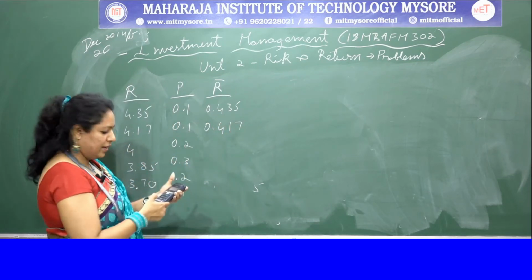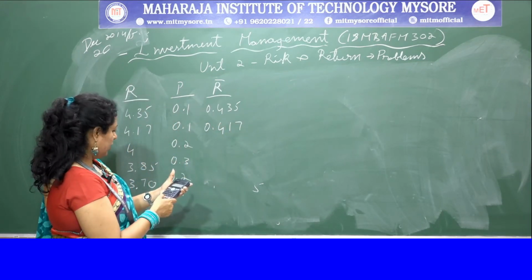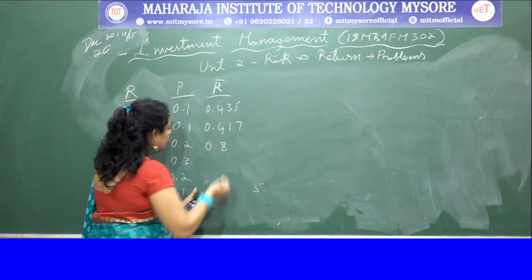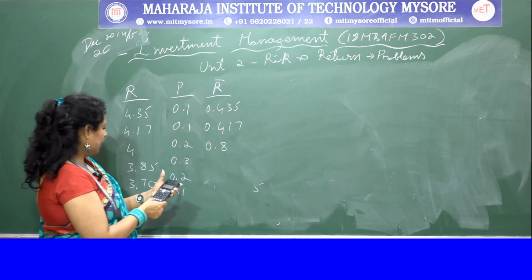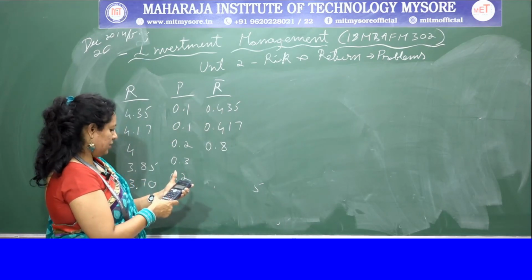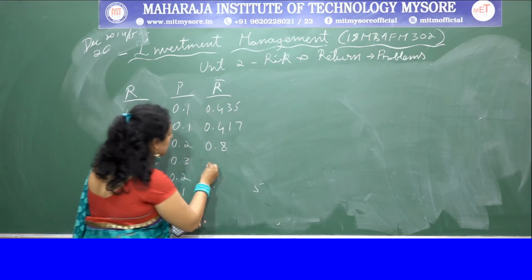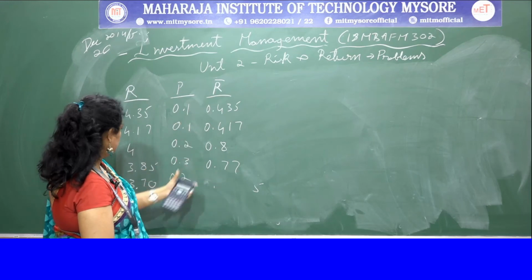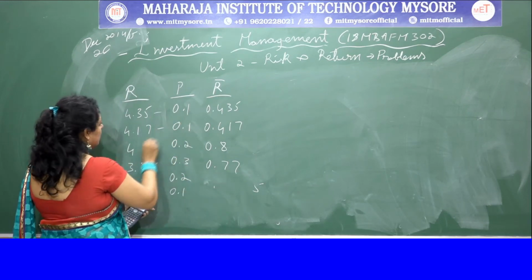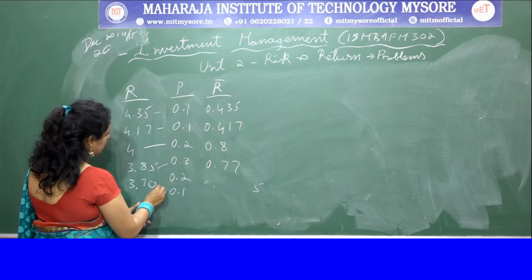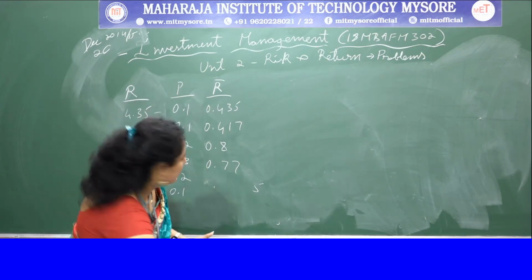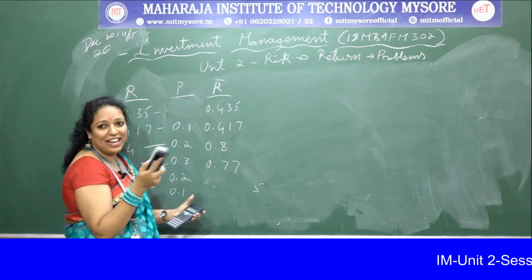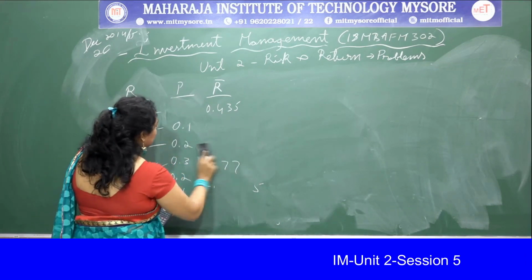0.417. Okay, then 4 into 0.2, you get 0.8, 3.85 into 0.2, you get 0.77. Oh, the first is the base here. Okay, so there is some calculation change. One minute. First is the base here.